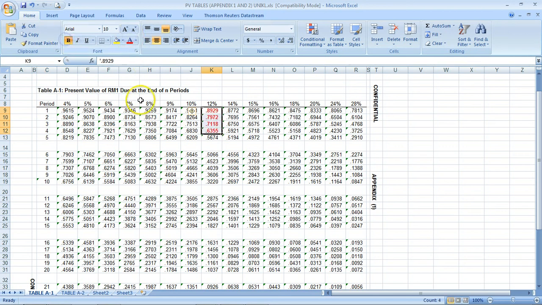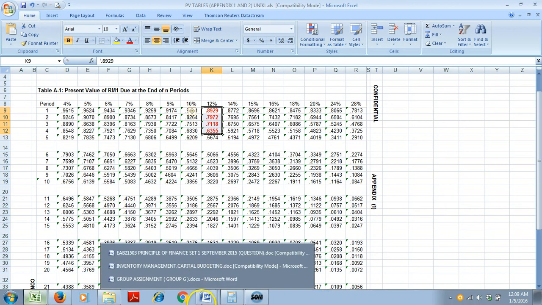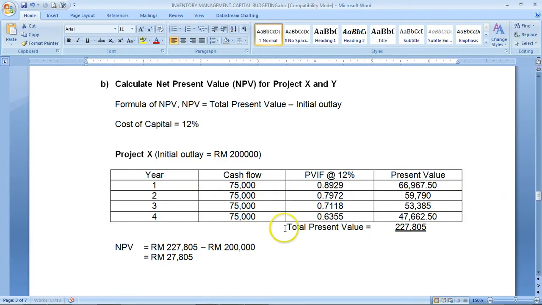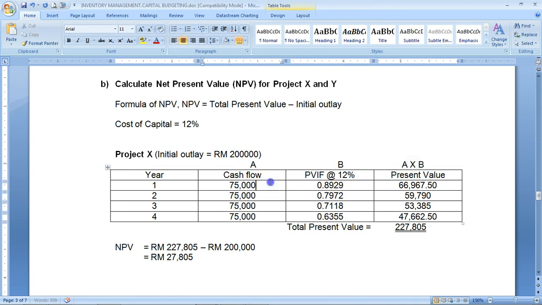So you write it back in the tables, as you can see here. Correct? So this is the present value. Okay, class, from where do I get this? Assume this is A, this is B. So this is column A times column B. 75 times this. From where did I get this just now? From the PVIF table.